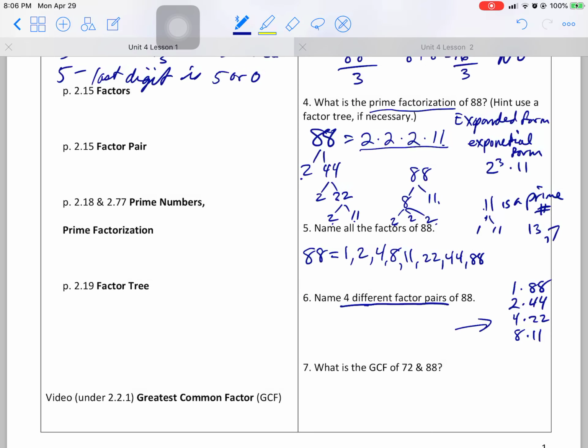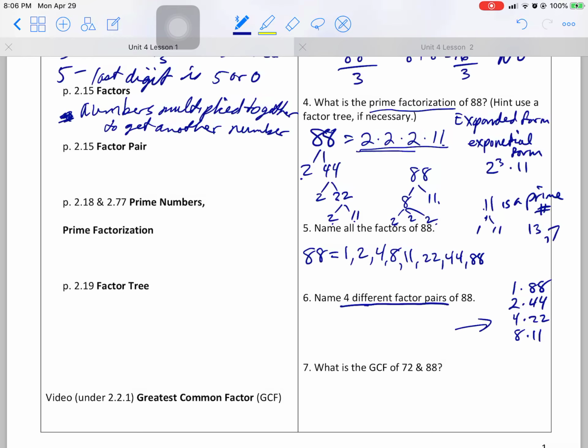Okay. So factors, by definition, are numbers multiplied together to get another number. Factors multiply together to get another number. That's all the factors are. Okay. Remember we said if you have something like 5, that's a factor, x is a factor, x plus 5 is a factor. So these are numbers multiplied together to get another number. That's 5 times that multiplied. Okay, they're factors.